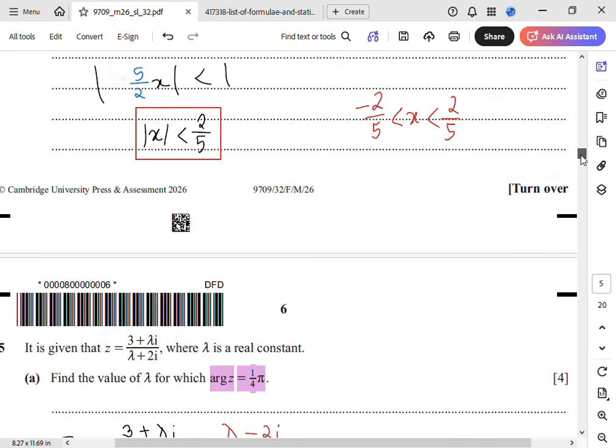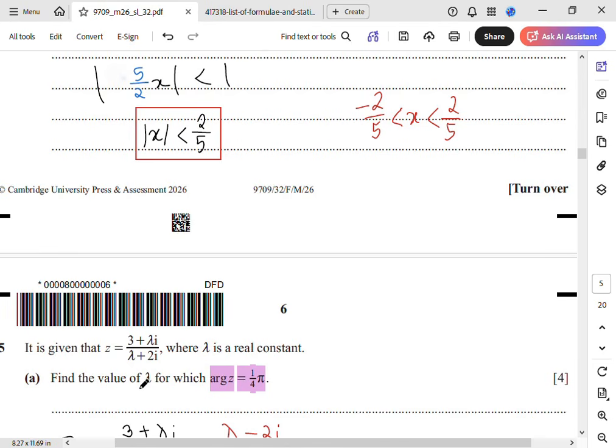Moving to the next question, this is about complex numbers again. You are given a complex number z, which is (3 plus lambda i) divided by (lambda plus 2i), where lambda is a real constant. It says find the value of lambda for which the argument of z equals 1/4 pi.